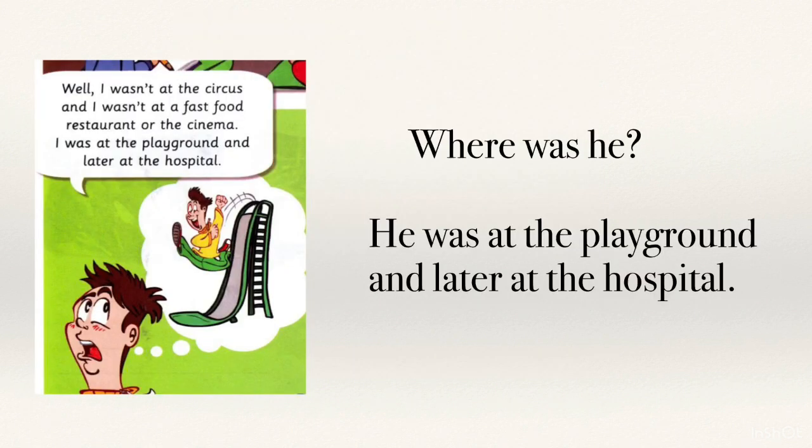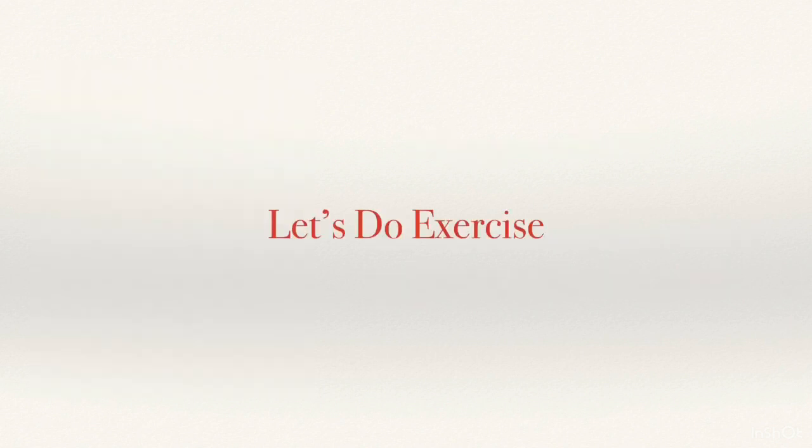Let's try another one. Well, I wasn't at the circus, and I wasn't at a fast food restaurant or the cinema. I was at the playground, and later at the hospital. So, where was he? The answer should be he was at the playground and later at the hospital. I hope you understand how to use the questions where were you yesterday and where was he or she yesterday. Alright, it's time for you to do some exercises.